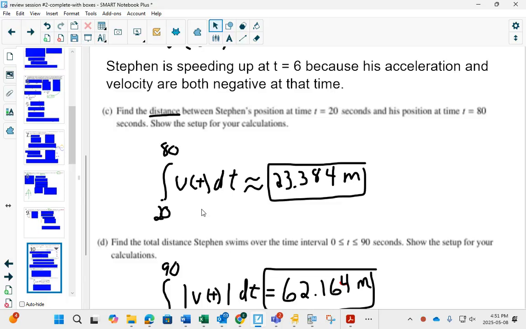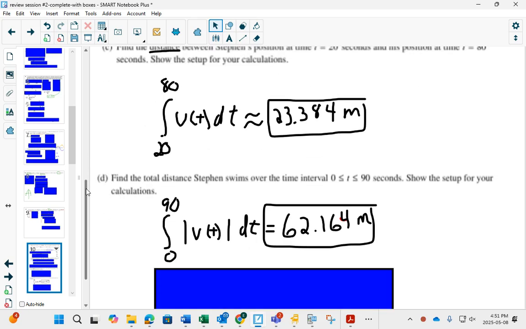And then part D, this is where we're getting to what's the total distance that Steven swims over the time interval from 0 to 90. And this is where we add those absolute value bars. And since it's calculator, I would do it right inside the function, right? Important that you don't do it on the outside of the function. Has to be on the inside of that function.